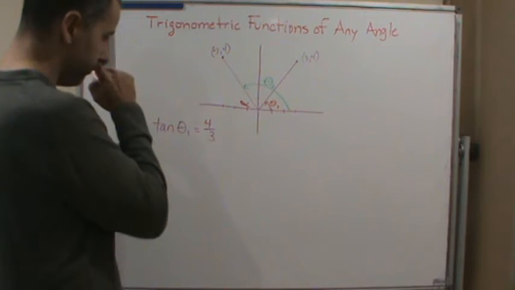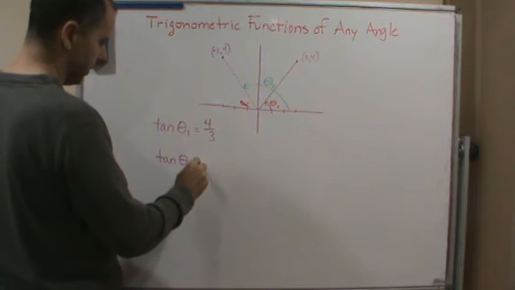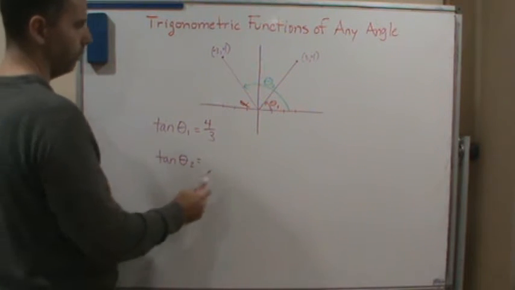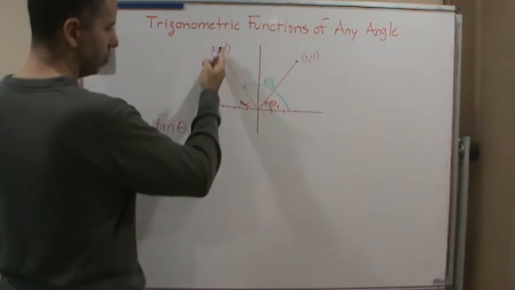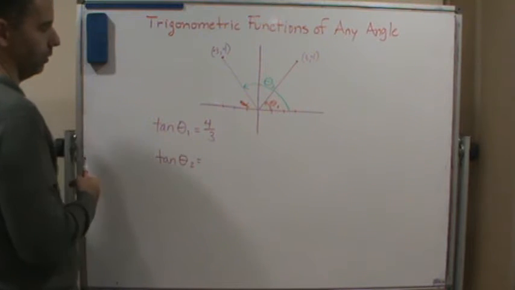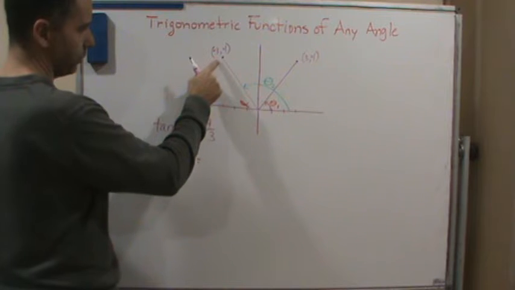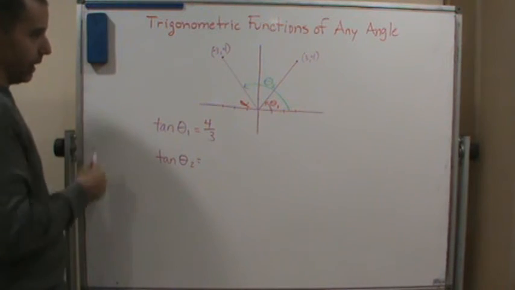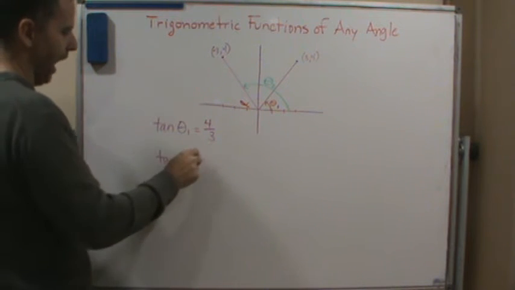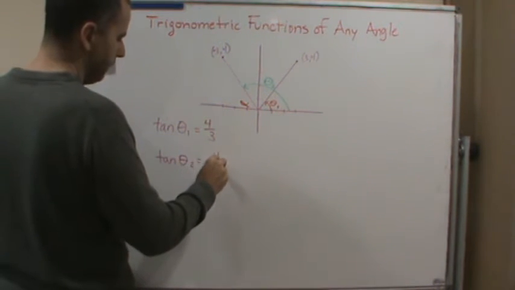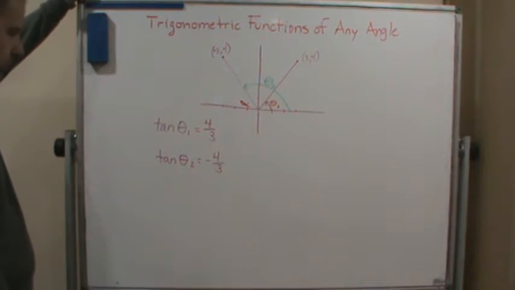Now, if I look at the tangent of theta 2, well, what's the tangent of theta 2? Well, what triangle does it make when it's in the second quadrant? So theta 2 goes to the point negative 3, 4. And so then this becomes negative 4/3, right?